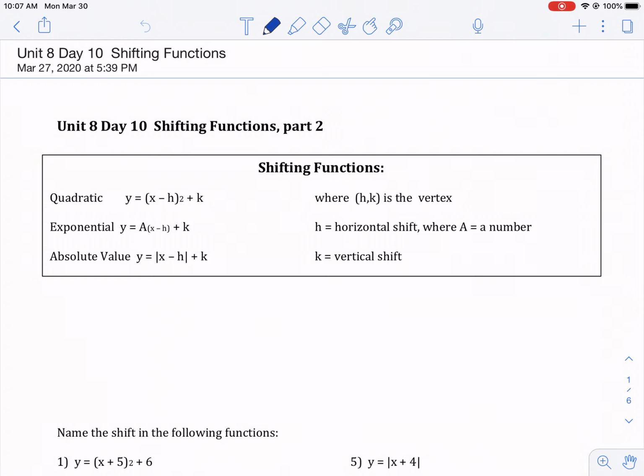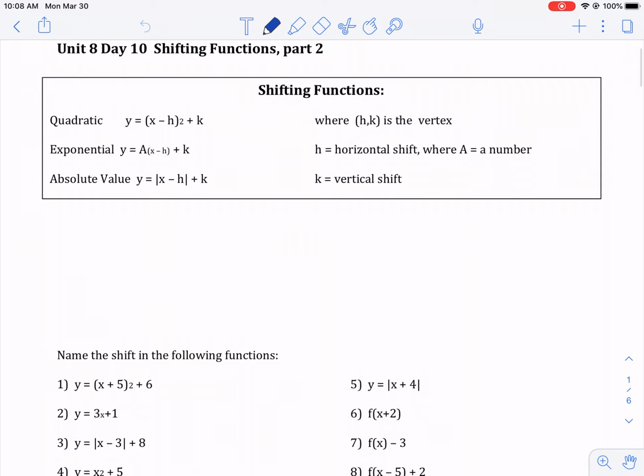This is Unit 8, Day 10, Shifting Functions for Algebra 1. I am going to apologize up front. Apparently the PDF for this file did not save correctly, so we're going to have to make some fixes as we go through, and that includes having to fix some of the problems on the homework. So when you are done with this video for the lesson, please continue it on so that I can show you what fixes to make in the homework.